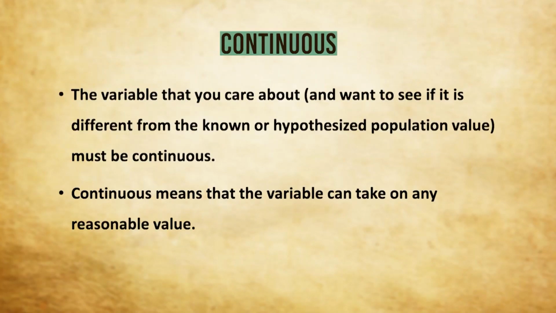First, we come to the continuity. The variable that we are talking about, and we want to see whether the mean is different from the population mean, has to be continuous in nature. Continuous means the variable can take up any reasonable value. That means it can take up an uncountably infinite number of values within its range of variation. Now you see, this is a very valid assumption because unless the data is continuous, we cannot assume that the random variable under consideration or the test statistic under consideration follows a normal distribution, because we know that normal distribution is the distribution of a continuous random variable. So this continuity assumption has to be satisfied.